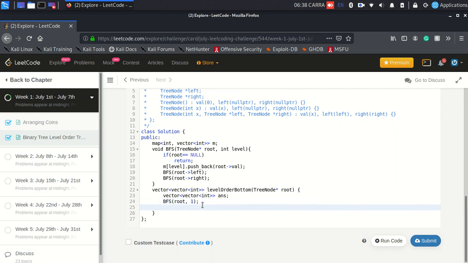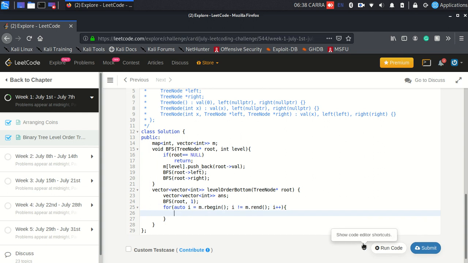So I'll have let's say for auto i is nothing but m dot r begin. So r begin points to a pointer at the last, and i not equals to m dot r end. i plus plus, don't get confused that i plus plus means it would go out of scope because it points to the last. This m of r end and m of r begin works like this. m of r begin is intuitively a pointer to the last, right?